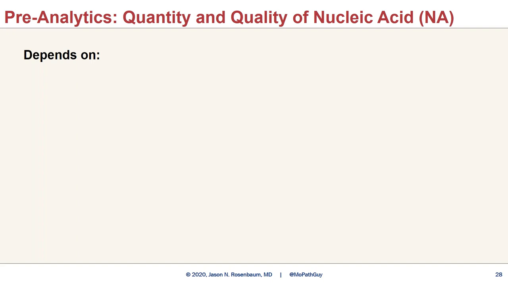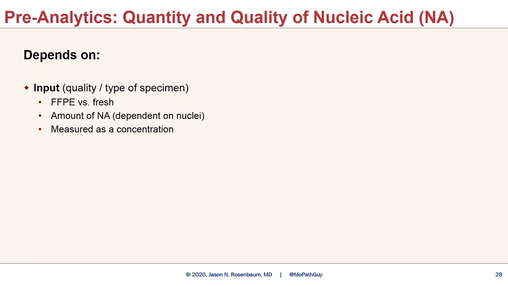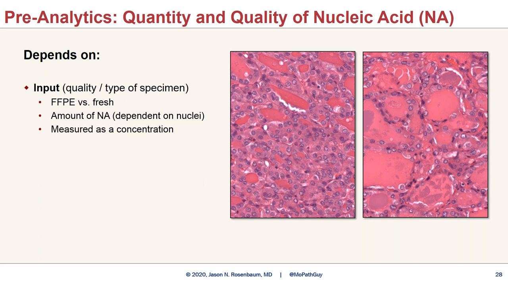Specimen quantity and quality. This is often a hot topic. So how much DNA do you need to run a given assay? Well, it depends on the specimen type, which we just went over a little bit. It depends on the number of nuclei. It literally depends on how much nucleic acid you can get out of a specimen, which is measured as a concentration. And what I mean by the number of nuclei is illustrated here by two images from the same thyroid lesion.